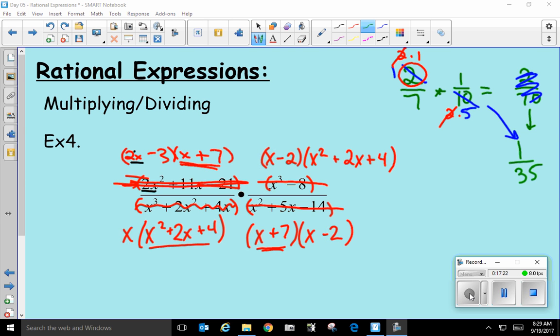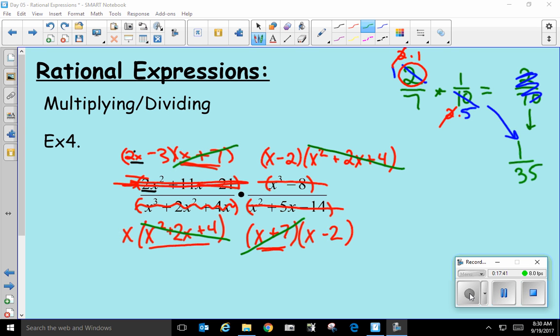It's one of the things you should remember. So, look, that's the difficult part. What's the easy part? What can I cancel? X plus 7 with an x plus 7. What else can I cancel? X squared plus 2x plus 4, x squared plus 2x plus 4. Anything else? Yep.